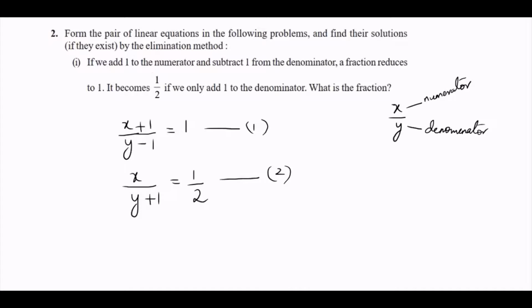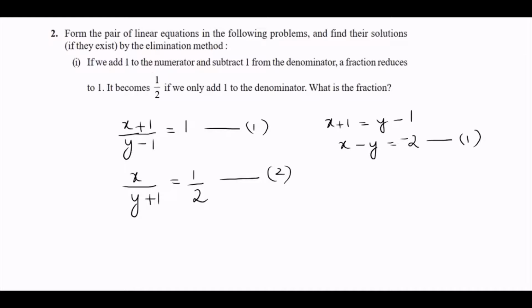Now you have to cross multiply and make these equations in the standard form. When you cross multiply, you get x plus 1 is equal to y minus 1. So x minus y is equal to minus 1 minus 1, that is minus 2. So that is the first equation. Now 2x is equal to y plus 1. So 2x minus y is equal to 1. That is the second equation. So we have got the two equations.